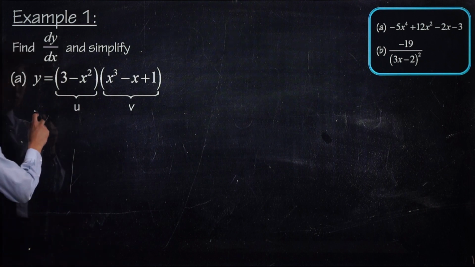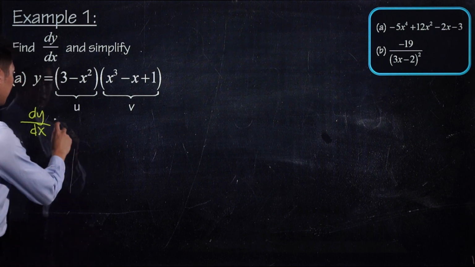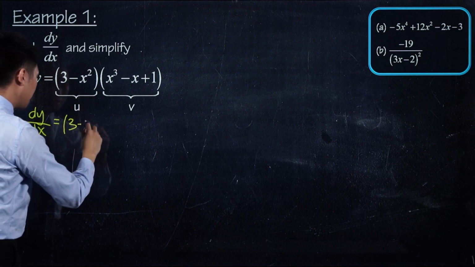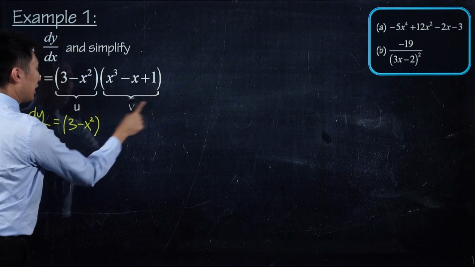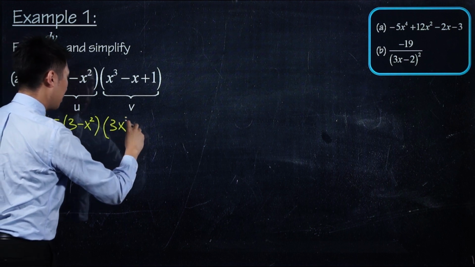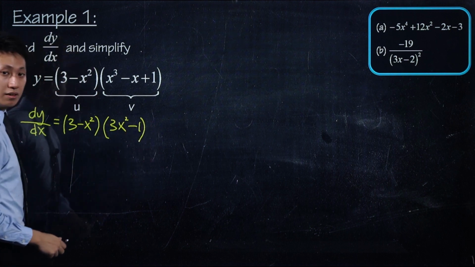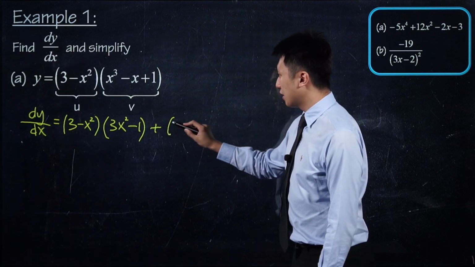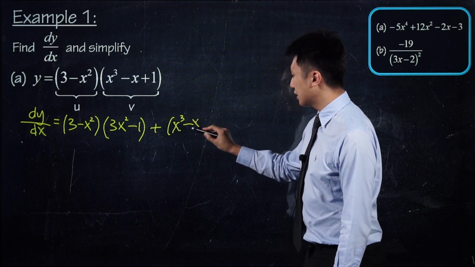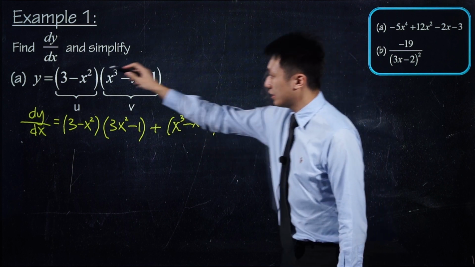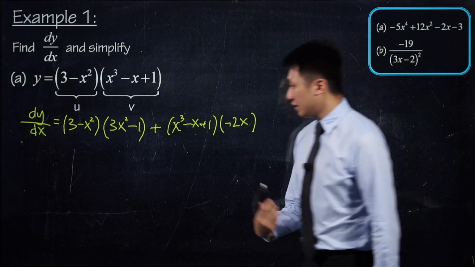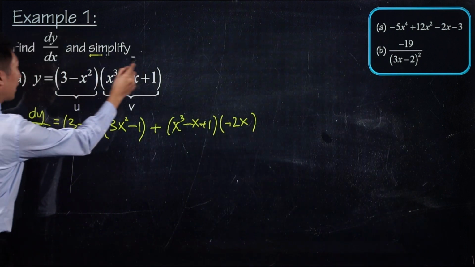For this one, y is given already, so we want to find dy/dx. dy/dx equals uv prime plus vu prime. So u, leave it unchanged, 3 minus x squared, then differentiate this, you get 3x squared minus 1. Then plus vu prime, so it's x cubed minus x plus 1, then differentiate this, which gives negative 2x. Then I have to expand because I need to simplify it.